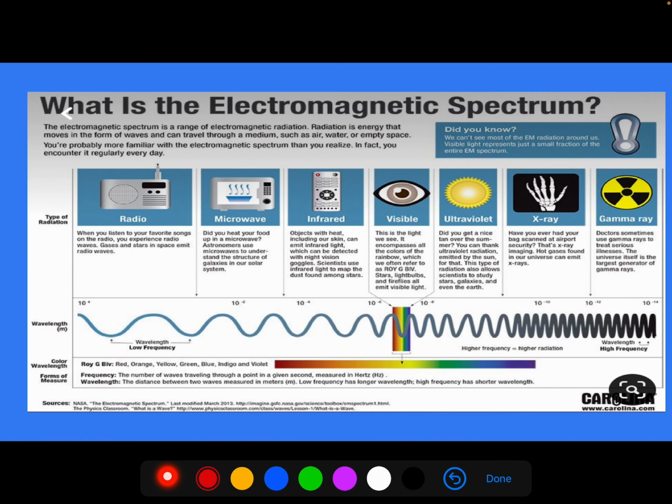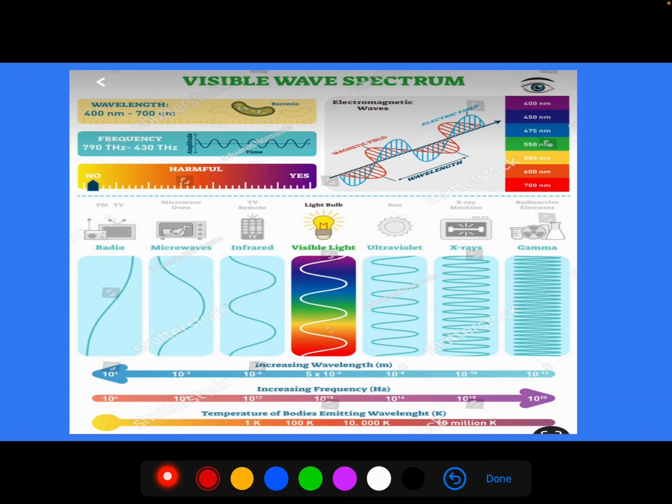This is the electromagnetic spectrum, and this is another line. This shows the types of radiation: radio, microwave, infrared, visible spectrum. The visible spectrum is red, orange, yellow, green, blue, indigo, violet. This is the wavelength. They have higher frequency. This is another diagram showing the visible spectrum.